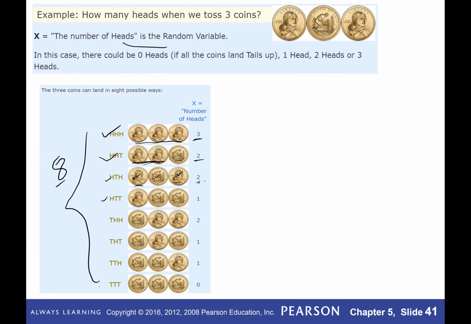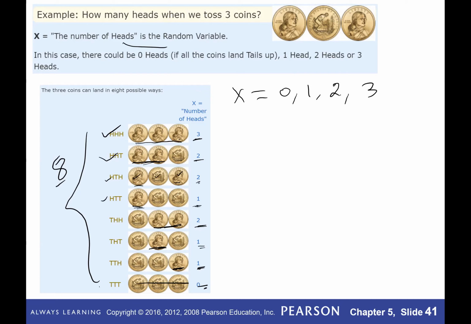That's why X is 2. We have just 1 head, that's why X is 1. We have 2 heads here, so X is 2. We have 1 head here, X is 1. And we do not have any head here, so that's why X is 0. So what are the possible values of X here? The possible values of X are 0, 1, 2, and 3.